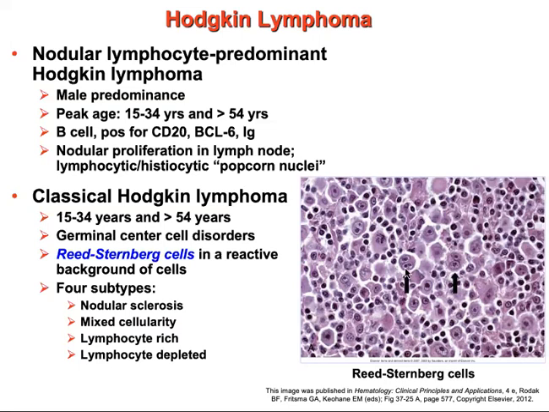So what's interesting about these lymphomas is these types of lymphocytes. Look at this, it has two nuclear lobes. So they're known as the Reed-Sternberg cells.